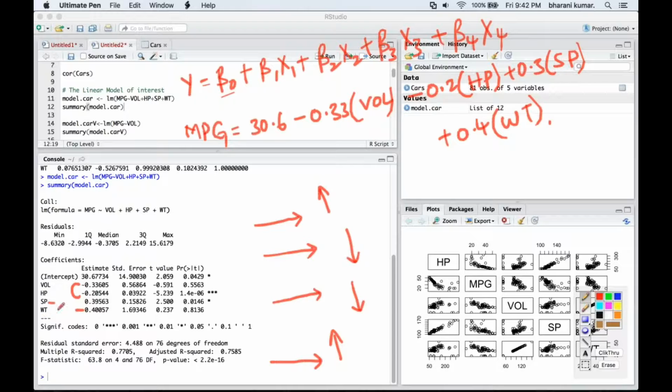Is this true? What does your common sense say? Subject matter expertise, what does it say? If the weight of the vehicle increases, will the mileage also increase? What do you think? Anushri, Mamta? Decrease. So again, there is something wrong going on here.